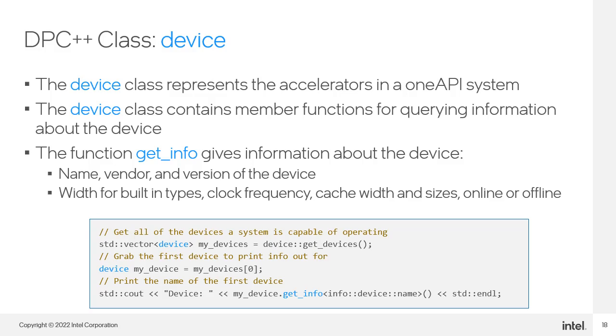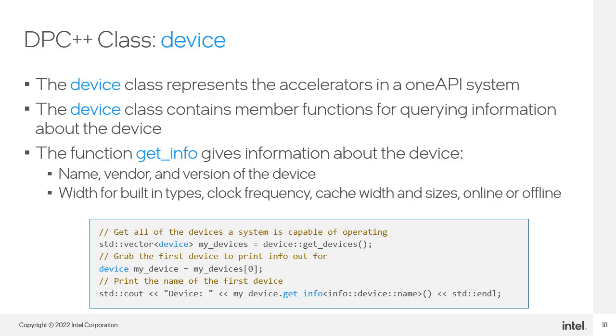The device class represents the accelerators in a oneAPI system. These accelerators can be GPU, CPU, FPGA, and any other novel architecture. The device class provides member functions that we can use to grab some information about the devices available to the host. For instance, using the function getInfo, we can find the name, vendor, and version of the device. We can also get the width for built-in data types, the clock frequency of the device, the cache width and sizes, and whether the device is online or offline. You can have as many accelerators as you so desire, as there is no limit.